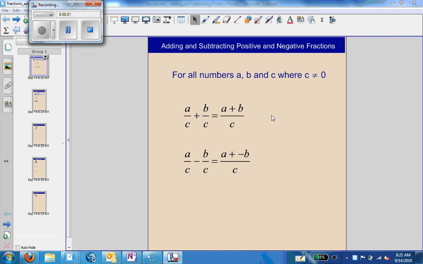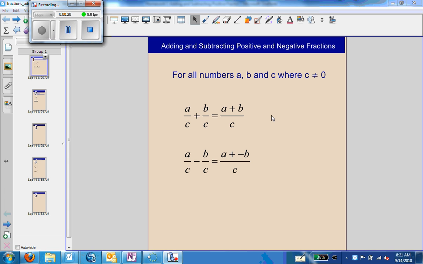Subtracting positive and negative fractions. So these are the rules for adding and subtracting fractions, and at this point we're including positives and negatives, and we're writing it with algebra. In the first example, it has to deal with addition.